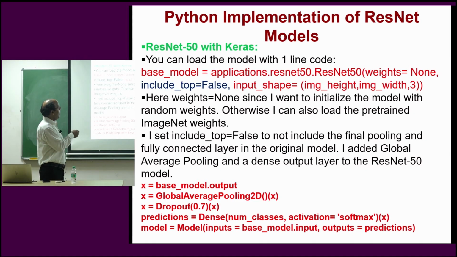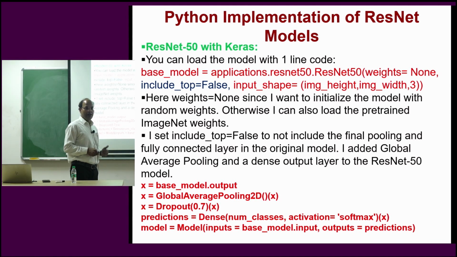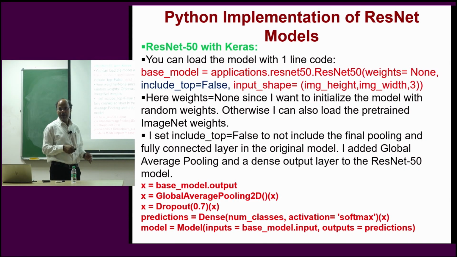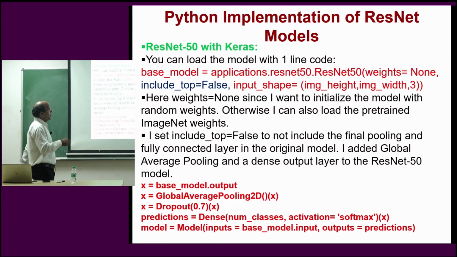Input false, comma, input, and weights equal to None. Weights equal to None means the model will train from scratch. If you say ImageNet, the starting weight will be the ImageNet weight, and after that only the top layers are fine tuned. So here everything will be trained from scratch. input_shape equal to image height, comma, image width, comma, 3. 3 means color image. And of course, in the API everything is written; this part is for color images.